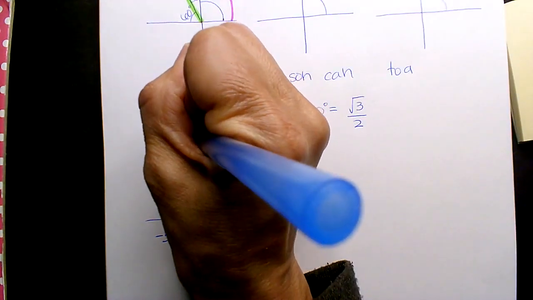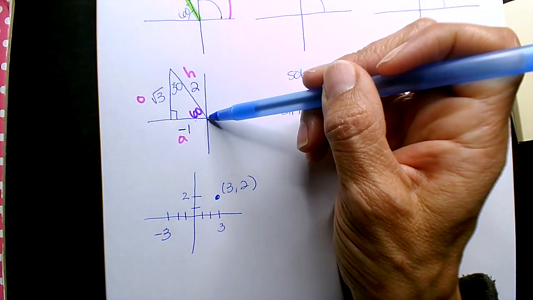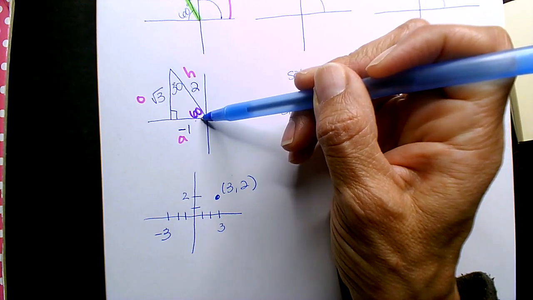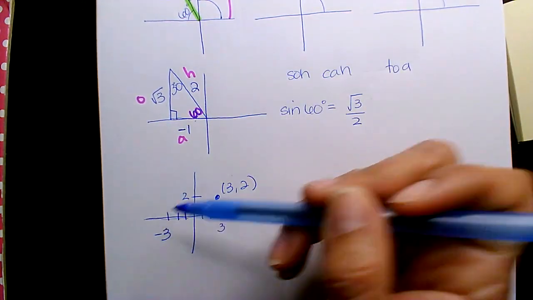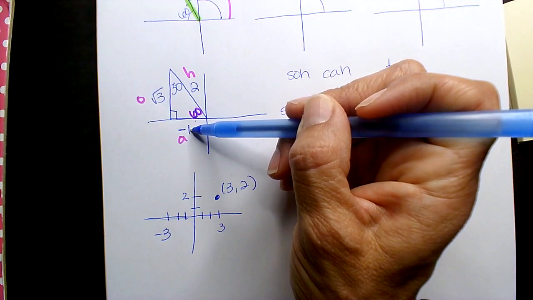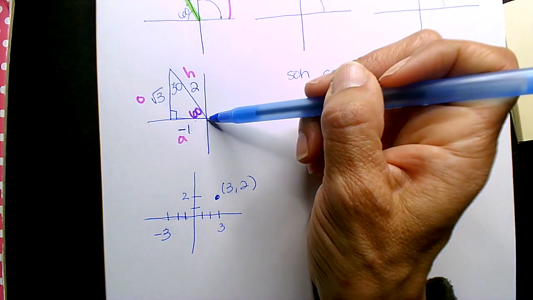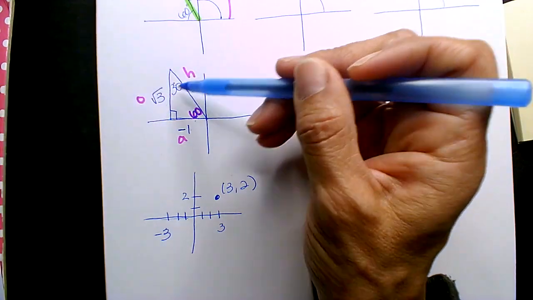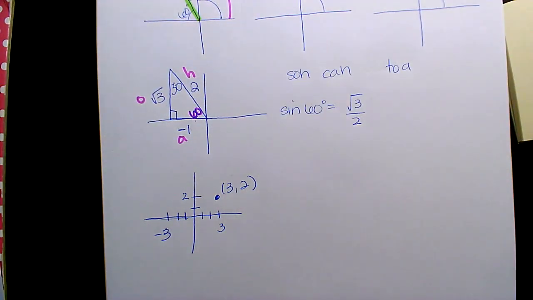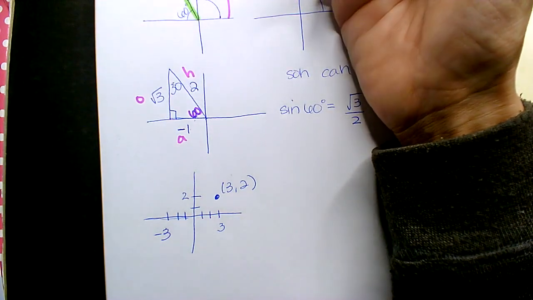Does that kind of make sense? If this is my origin, if I move to the left from my origin along the x-axis, isn't this the negative x-axis? So that would be a -1 length. But this rad 3 would still be positive because I'm still moving up the y-axis. So this rad 3 would still be positive. And then of course, this hypotenuse is still going to be positive because it's diagonal.